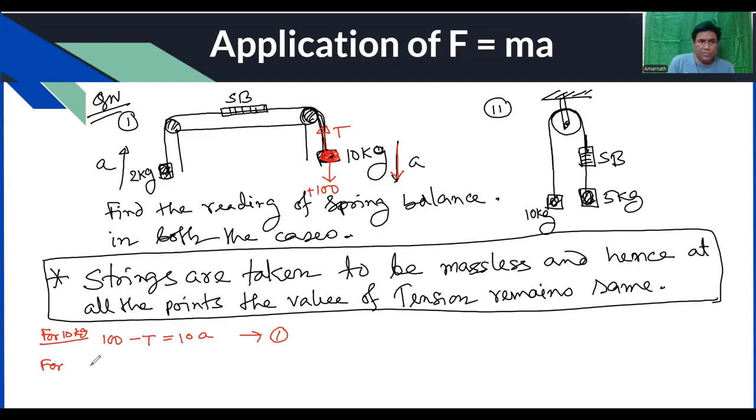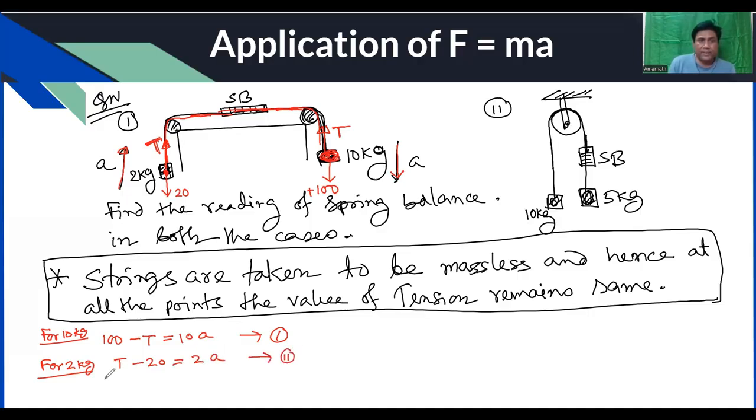Similarly, for the 2 kg, 20 Newton is downward and tension is upward, because it is the same thread. The thread is massless, so if the tension here is T, here also it will be T only, not T1 and T2. We do not need to take T1 and T2. But here the acceleration is upward, so tension will be positive and 20 will be negative. So T minus 20 equals mass into acceleration. This is equation number 2.